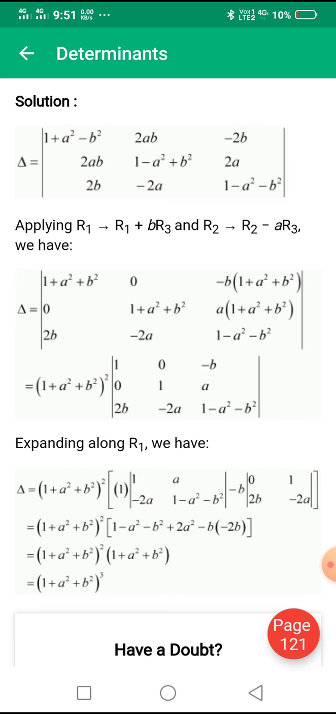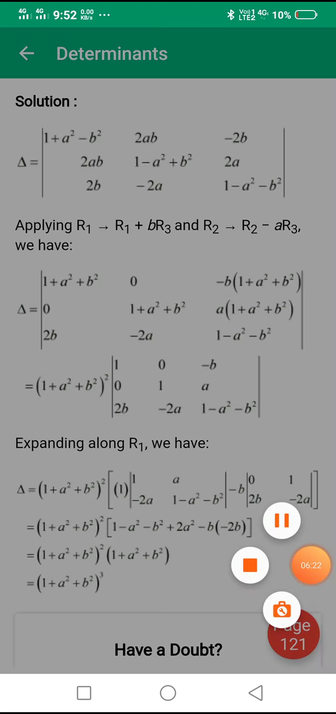Again, already we were having two factors of 1 plus a square plus b square. We got one more factor of 1 plus a square plus b square, so multiplying will give me (1 plus a square plus b square) whole cube, right?